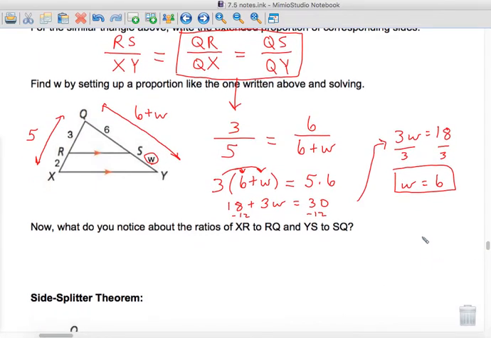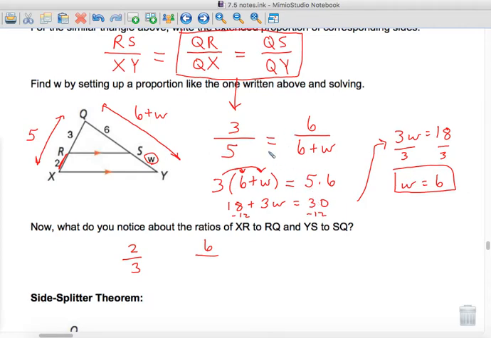Okay, what do you notice now about the ratios of XR, which is just this part here, XR to RQ, so let's see, that's 2 to 3, and YS to SQ. YS is W, which is 6. 6, that doesn't make any sense at all. Where did I make a mistake? This can't be the same thing as that.